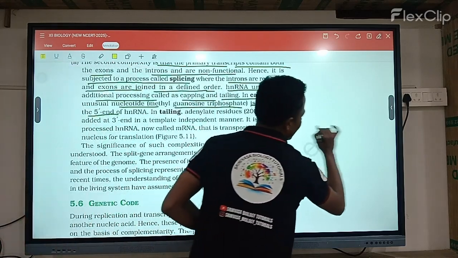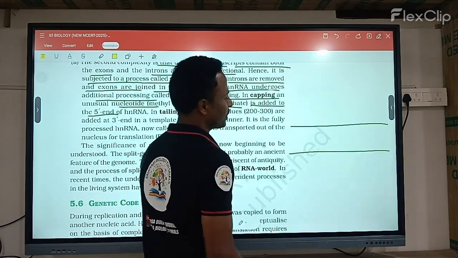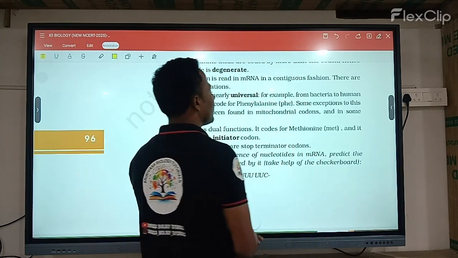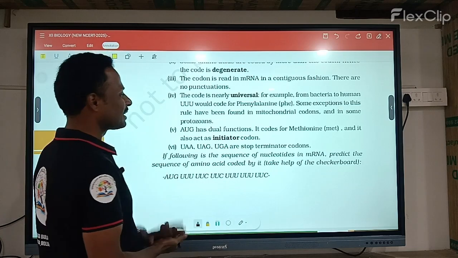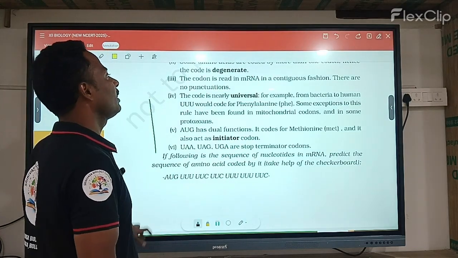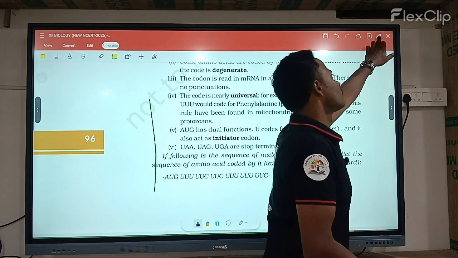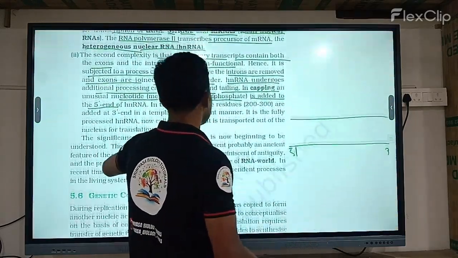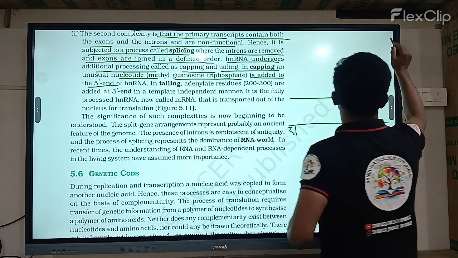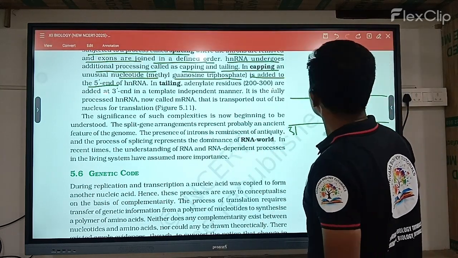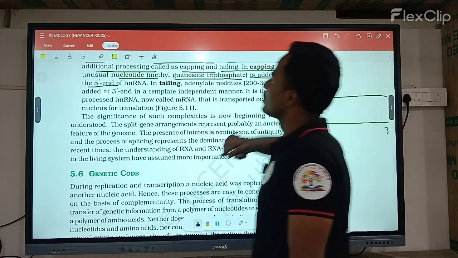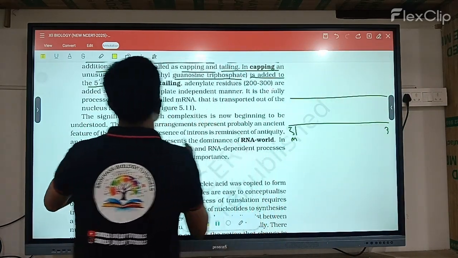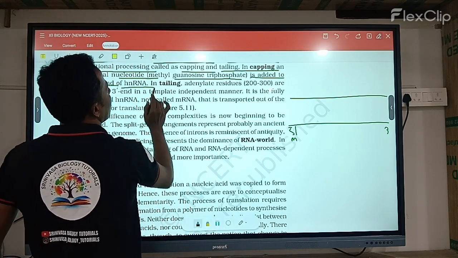So for example, when you take a template strand, it has a 5 prime end and a 3 prime end. Here they mostly have what? That is guanosine triphosphate. The 5-methyl guanosine triphosphate is present in that region. In this region, the methyl guanosine triphosphate is present in that hnRNA. That is called as what?